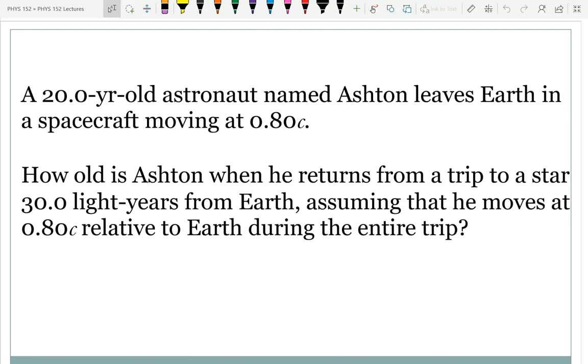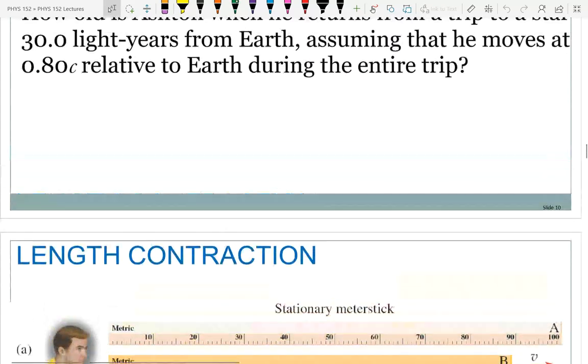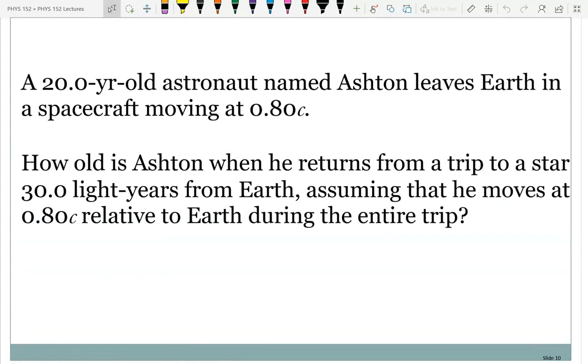So this is saying we have 20-year-old astronaut Ashton, named after my grandson Ashton, who leaves Earth on a spacecraft doing the whole same thing, 0.80 C. How old is he when he returns? We've already done all the math. He's 45 years older, so he's 65. But if Ashton has a twin that's on Earth and stayed on Earth the entire time, how old would Ashton's twin be? It'd be 95. Is that possible?